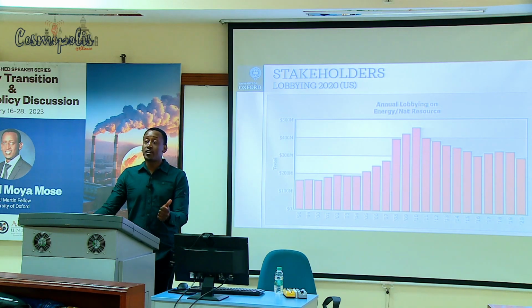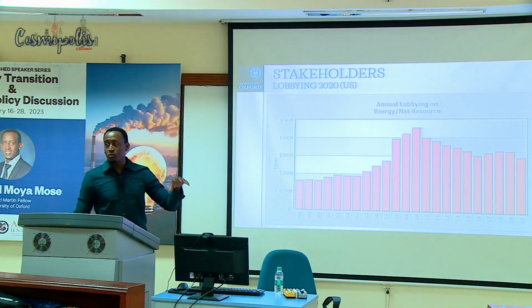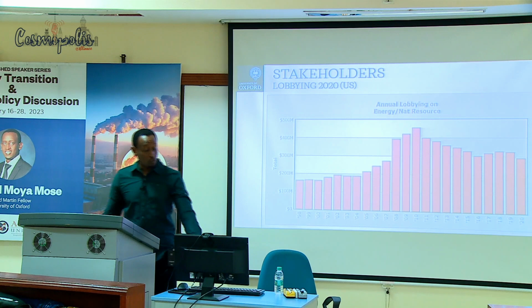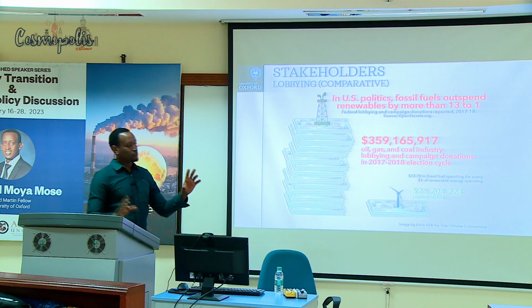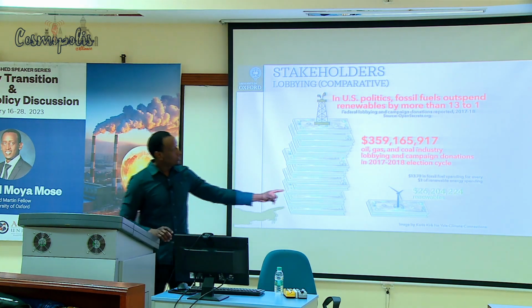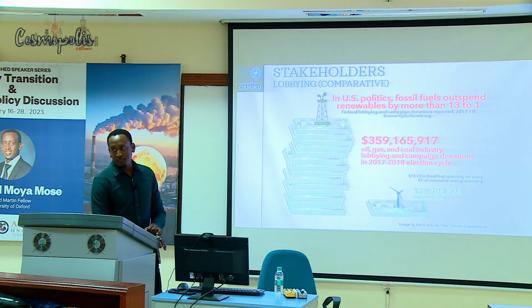And we'll see this because the next COP conference is going to be in the United Arab Emirates, and they started laying the ground for this in Egypt. So we'll see a lot of money going into energy and natural resources lobbying in the coming years. Now, how do these compare? 26 million in renewables, 360 million for oil and gas. Who do you think will get what they want? So 13 to 1.